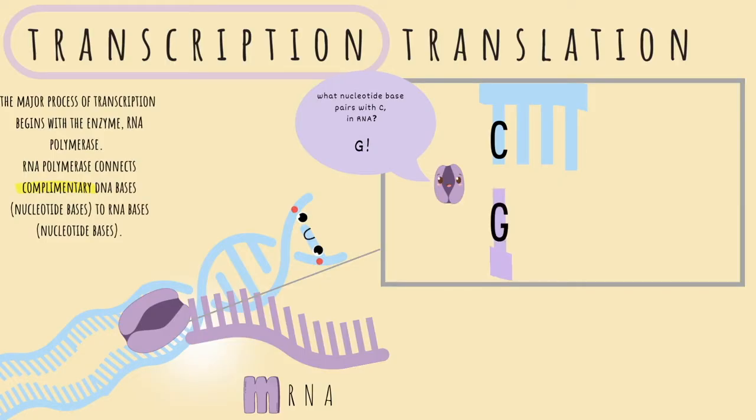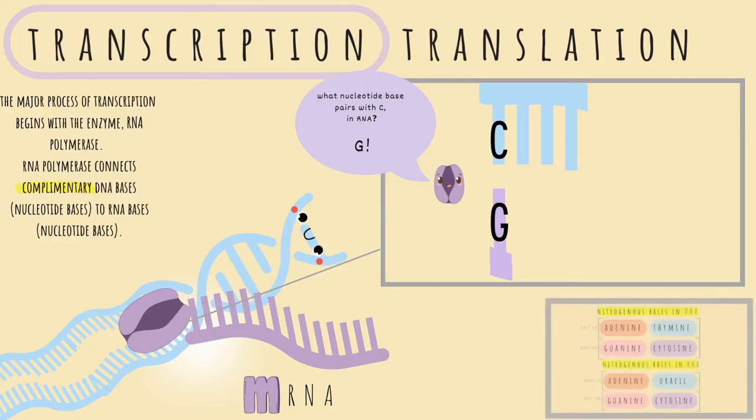By the way, if you didn't get a chance to write the base pairs down, here they are for reference. It's absolutely mandatory that you remember and memorize these base pairs. Okay, so next on the DNA template strand, we have G representing guanine. Polymerase is going to ask itself, what nucleotide base pairs with guanine in RNA? Cytosine does. So it's going to make a cytosine base.